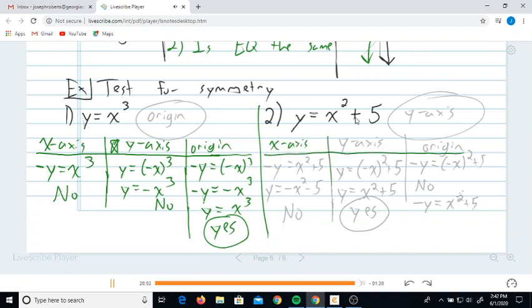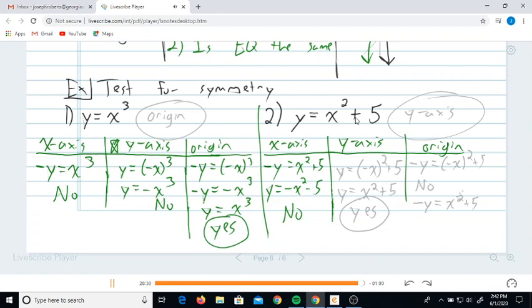So we got symmetry with respect to x-axis, y-axis, and origin. So x-axis means we change the y. So you can see here that this is a different equation. Now what if I divide both sides by negative? Okay, well then I get negative x squared minus 5. It's still different. You can never get a match, so it's not going to be the same.